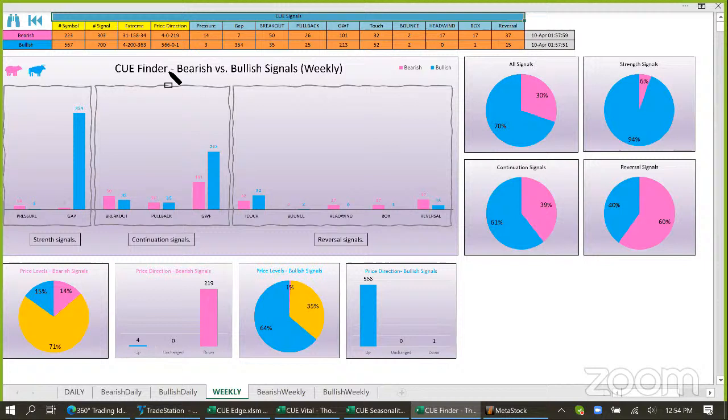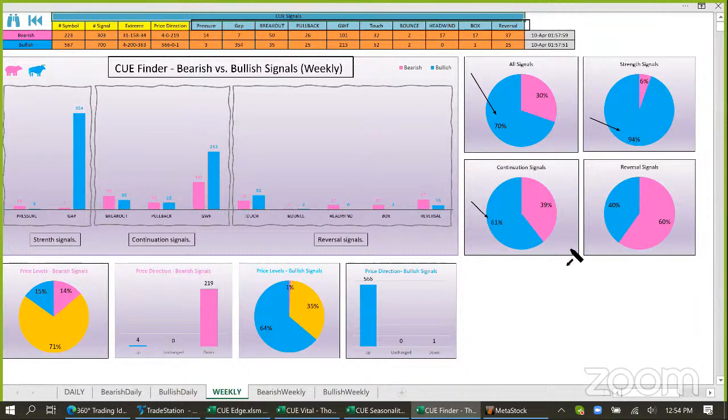That shows the balance of power between bulls and bears using different Q signals. Let's look at the pie charts first. If we look at all technical signals, it is bullish, 70%. Strength signals, 94% bullish. Trend continuation, 61% bullish. Only trend reversal is more bearish, 40% bullish and 60% bearish.